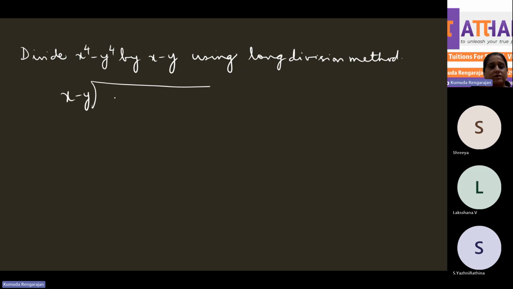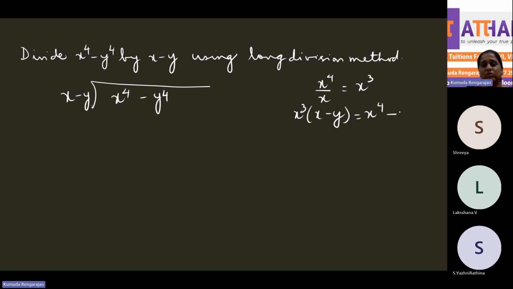Now x minus y, x to the power 4 minus y to the power 4. So how do you get the first term in the quotient? You need to divide x power 4 by x, which is x cubed. Now we need to multiply x cubed with x minus y. That will give you x cubed into x is x to the power 4 minus x cubed into y is x cubed y. So first write the first term in the quotient, which is x cubed. And when you multiply x cubed with x minus y, we get x to the power 4 minus x cubed y.